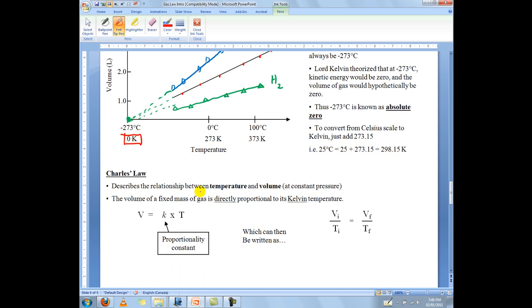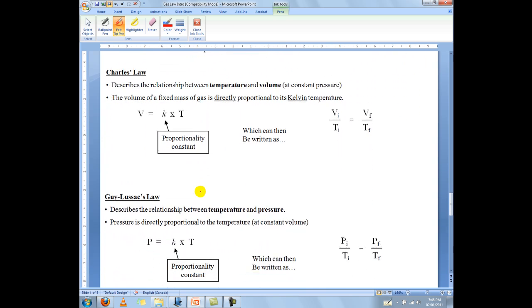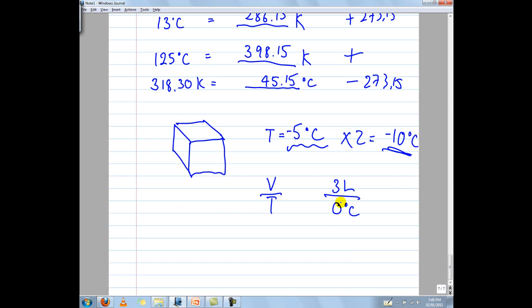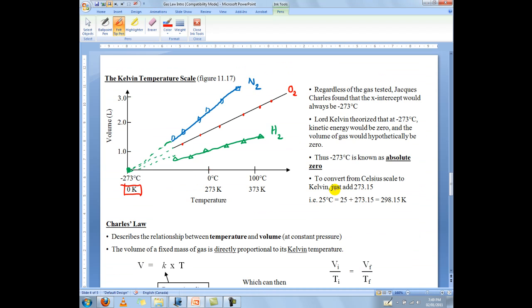Furthermore, if you look at Charles's law, as well as Gay-Lussac's law, you'll notice that temperature is always in the denominator. So it's V over T, or P over T. Well, what happens if I have 3 liters of gas and it's at 0 degrees Celsius? How can I solve for this? If you punch this in your calculator, it's undefined. So here we have a situation where having negative numbers or 0 numbers does not work very well for our calculations. Which is why we prefer to use the Kelvin scale.